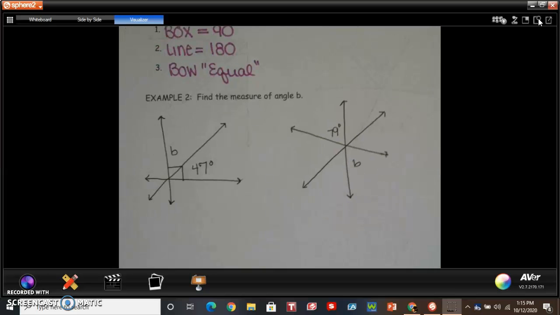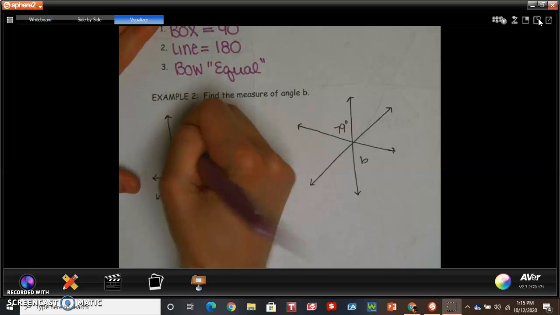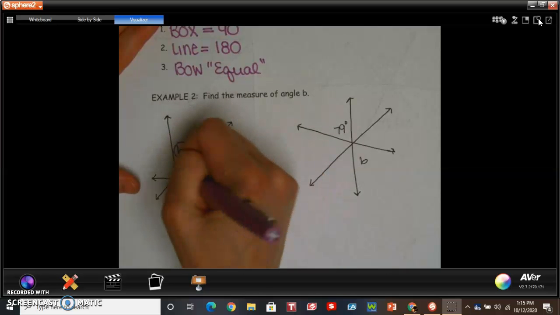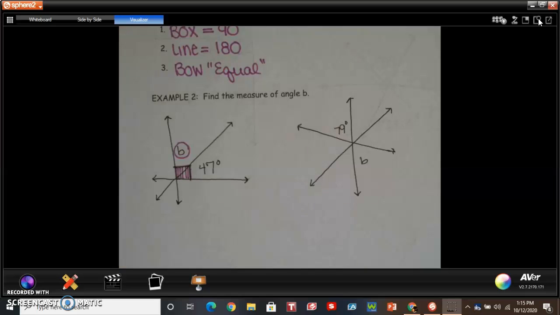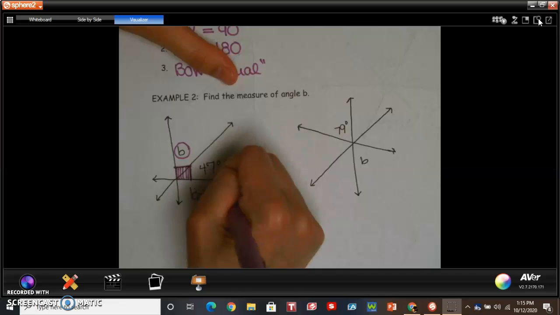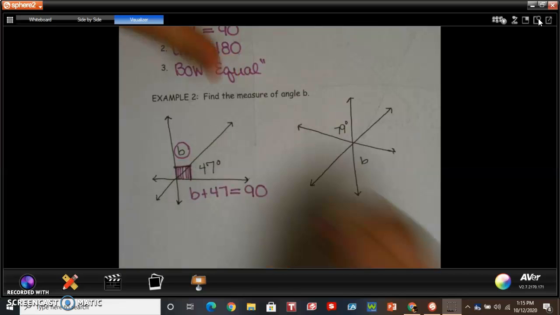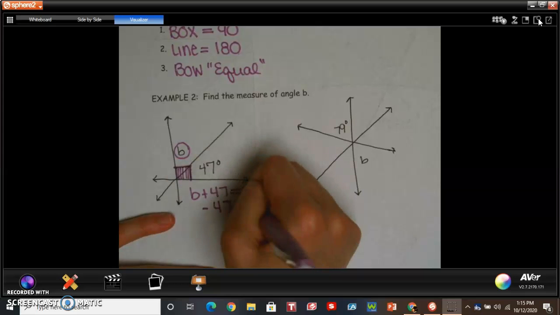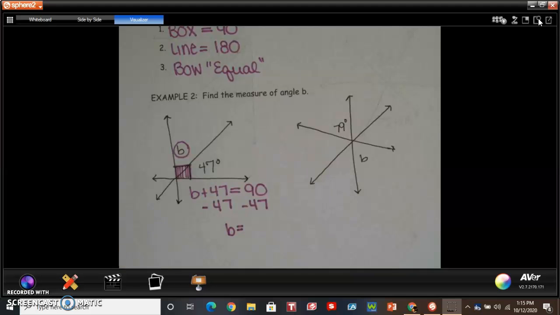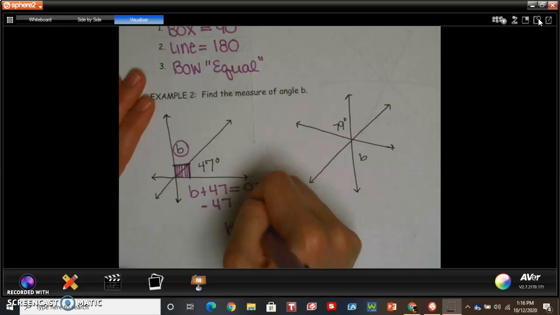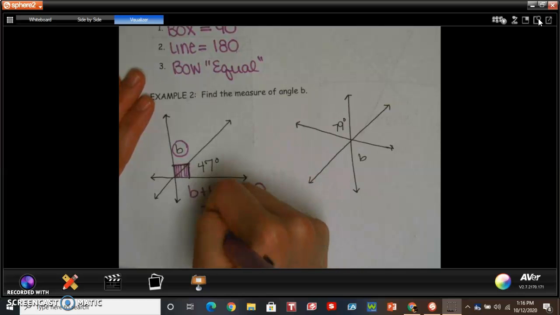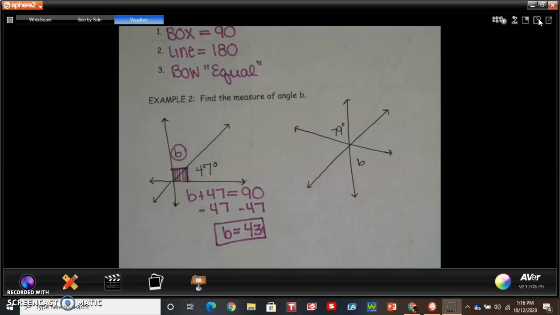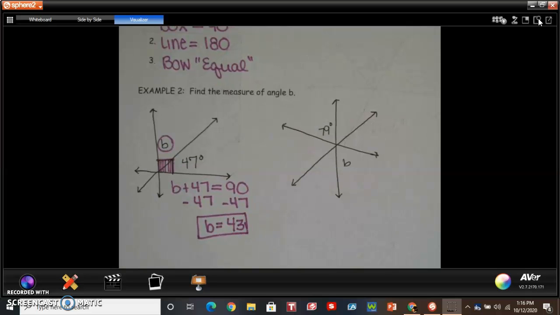So this first one here, here's B, what we want to know. And we know this is 47. And I notice that they are creating a box. Remember, if there's a box, it's 90. So we can say B plus 47 equals 90. And then how do we solve for B? Well, we simply subtract 47. And we find that B is equal to 43. So that's how you do problems like these with the box.